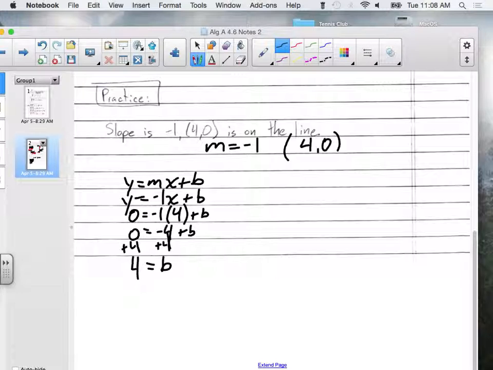Alright, so did everyone get +4 for your b value? Yep, so what should our equation be? Y equals negative 1x plus 4. Everyone agree with Cody?